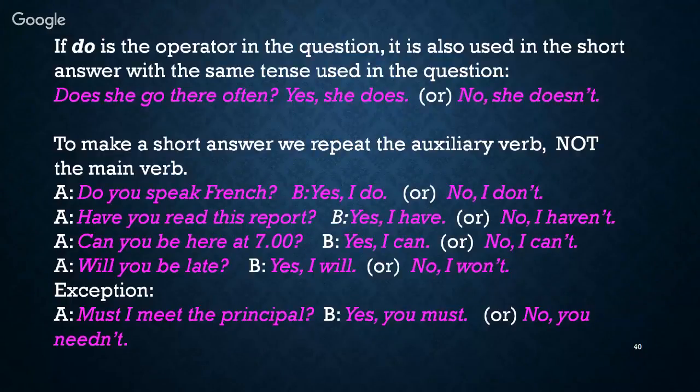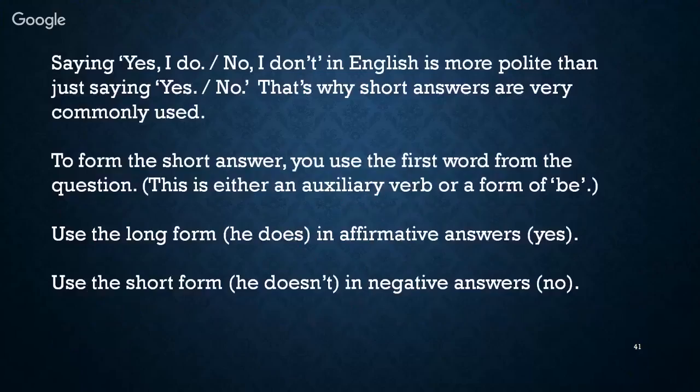No, I won't. Exception, must I meet the principal? Yes, you must. No, you needn't. Here, if you say no, you mustn't, mustn't becomes a prohibition, meaning don't sit. We are only saying there is no need to do it. So, you needn't. So, you can also say, no, you don't have to.